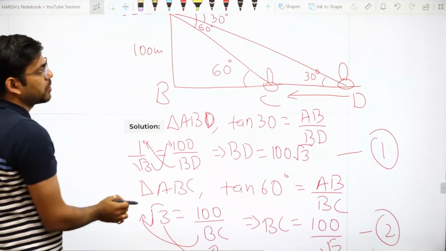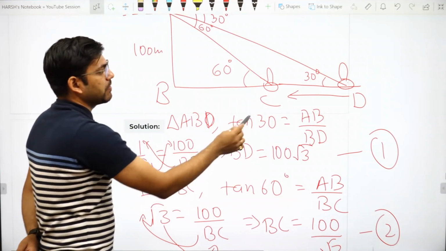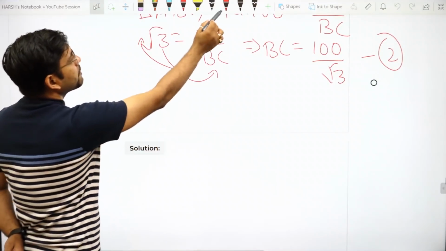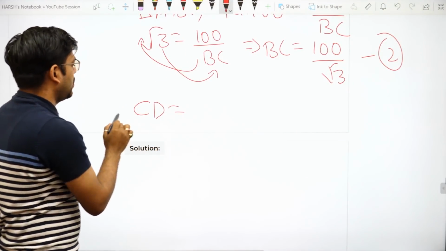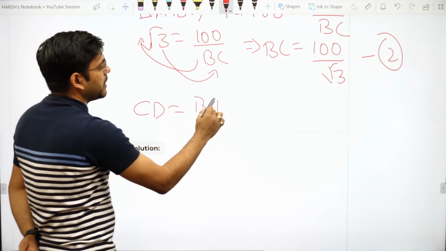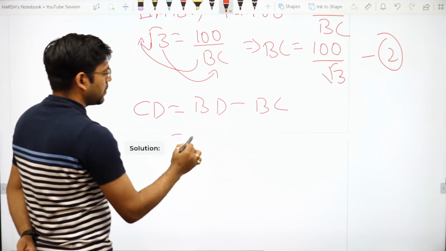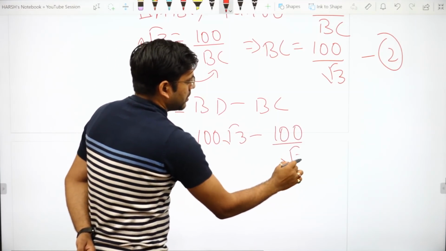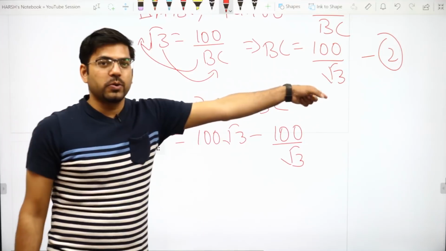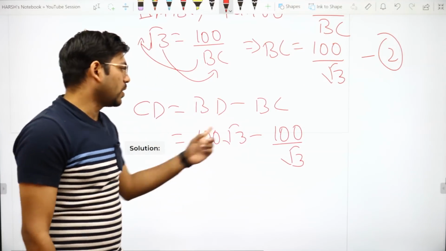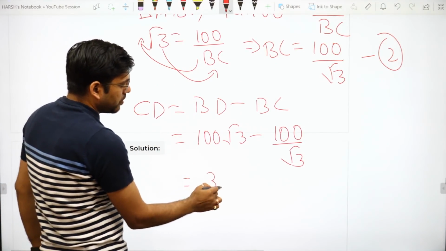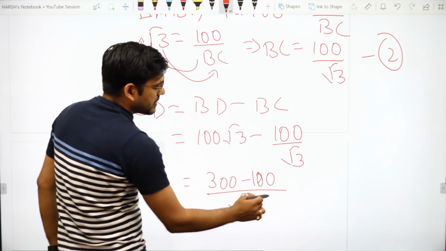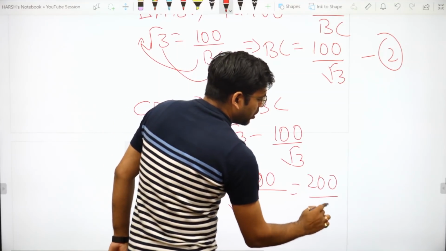Now if you are able to see, BD minus BC will be equal to CD, which we have to find. So CD is equal to BD minus BC, that is equal to 100 root 3 minus 100 by root 3. These were the two values which we had got, 100 by root 3 and 100 into root 3. Now solving this whole thing, taking the LCM, this is 300 minus 100 divided by root 3. It will be 200 upon root 3.